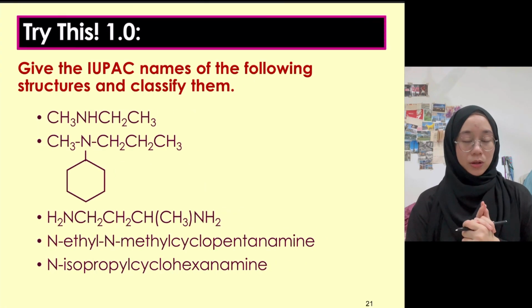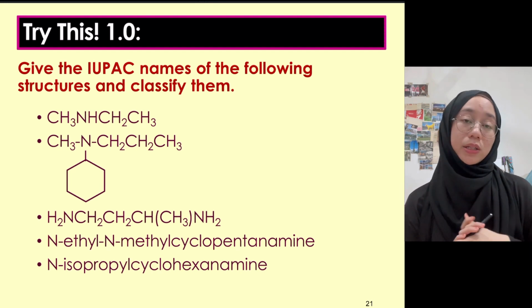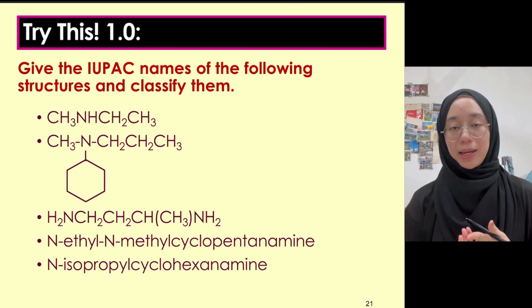Alright, okay, so now you try it on your own. So try this 1.0. So give the IUPAC names of the following structures and also please classify them whether they are primary, secondary or tertiary amine.